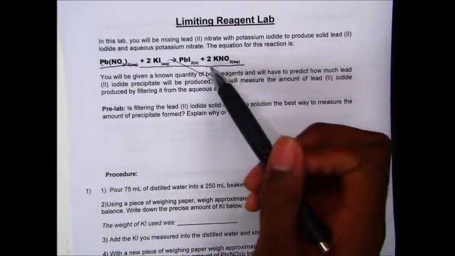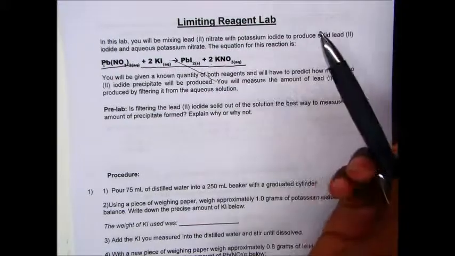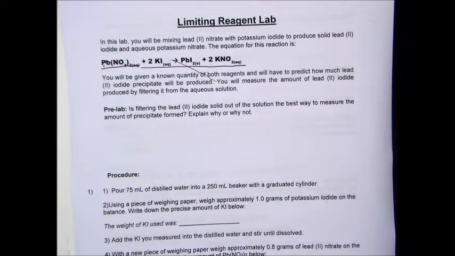If one has grams, then all you need to do to go from grams to moles is to divide by the molar mass. And to go from moles to grams, you have to multiply by the molar mass of the substance.